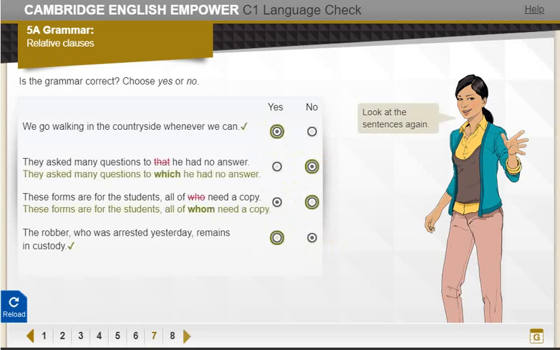Look at the sentences again. We say, they asked many questions to which he had no answer, and these forms are for the students, all of whom need a copy.